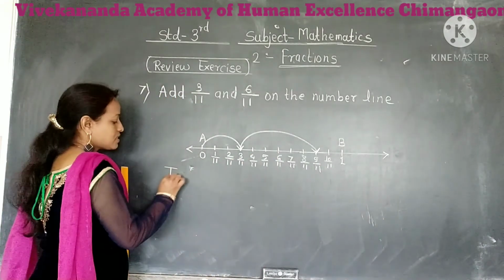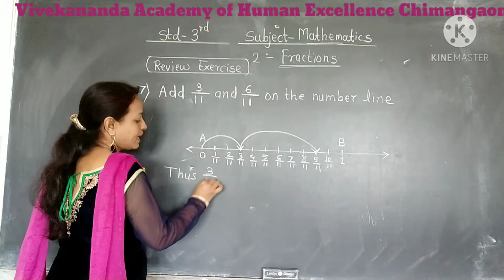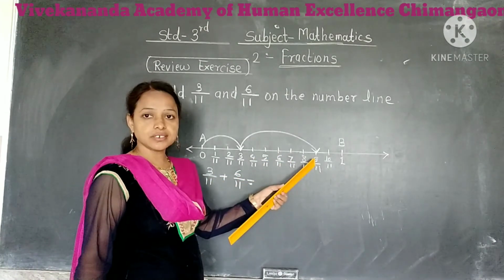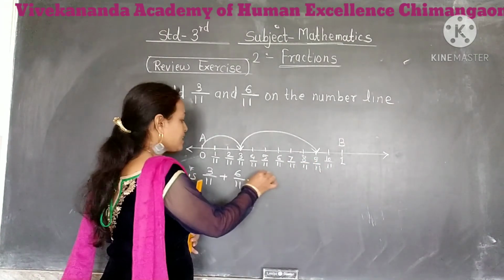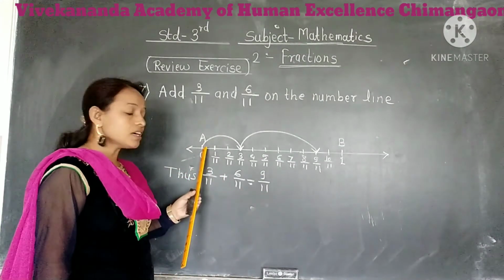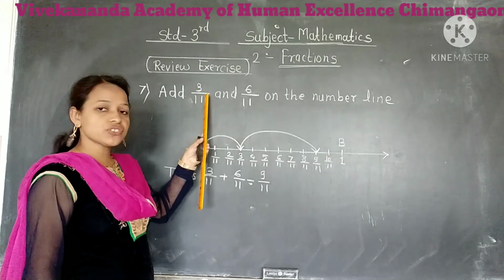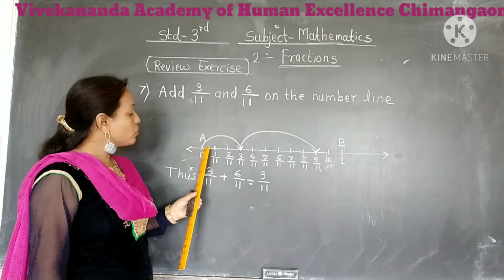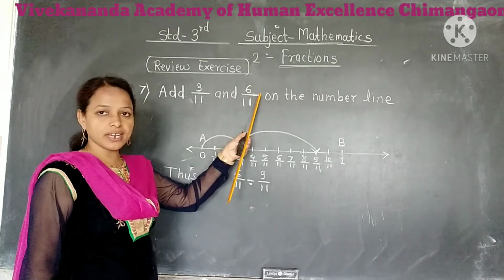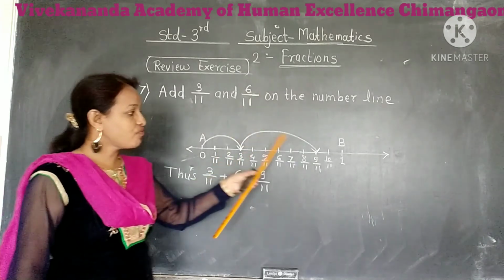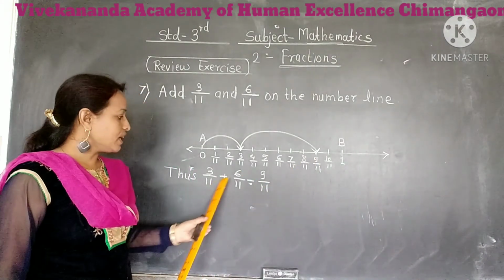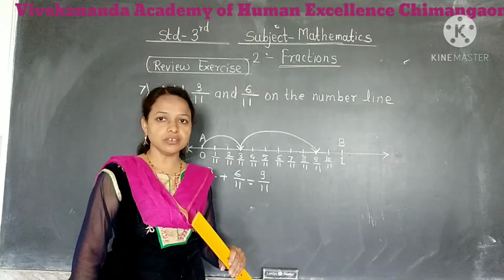So thus, 3 upon 11 plus 6 upon 11, we reach fraction 9 upon 11. So we get the answer 9 upon 11. Once again student, here we start from point A. Now the first fraction is 3 upon 11. So we move from A to 3 upon 11. Here we have to add 6 upon 11. So we move 6 steps forward. We reach fraction 9 upon 11. So 3 upon 11 plus 6 upon 11 is equal to 9 upon 11.